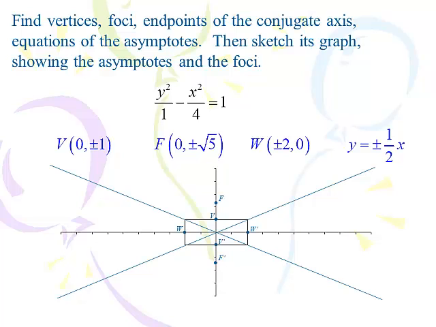So I put in the vertices at 0, plus or minus 1. I put in the endpoints of the conjugate axis at plus or minus 2, 0. I sketch in my auxiliary rectangle, and I extend the diagonals. And you notice those have a slope of up 1 over 2. So using those asymptotes as my guide, I swoop in, go through the vertices, and swoop out. And I have an upper and a lower branch. And I knew I was going to have an upper and lower branch as soon as I saw the y squared was the positive term.